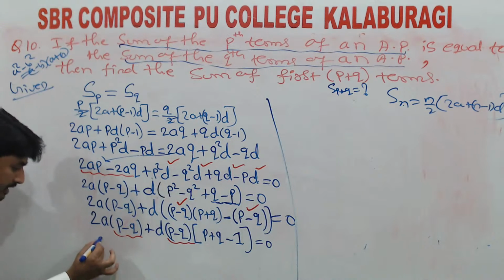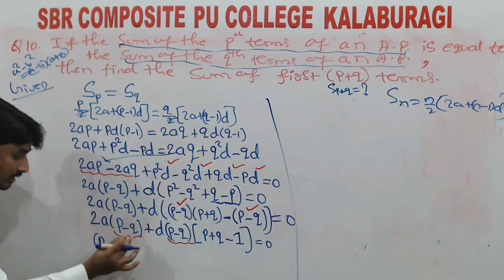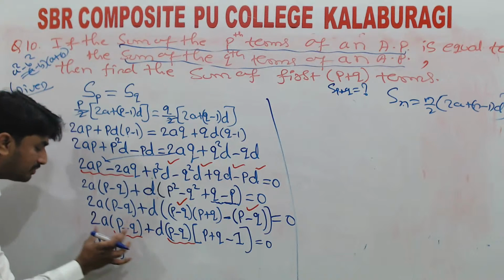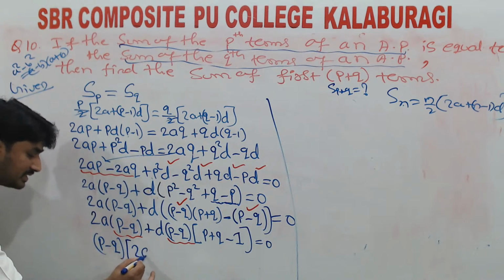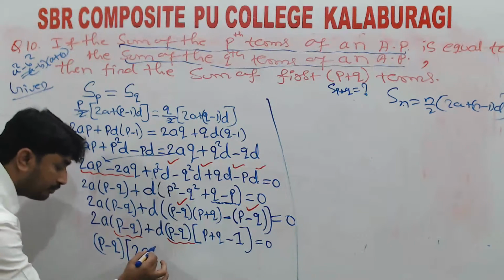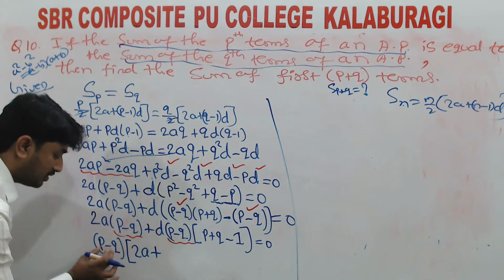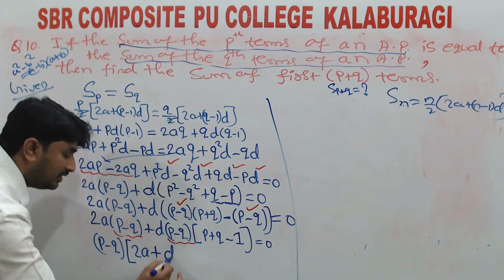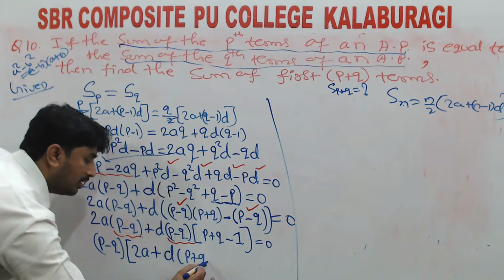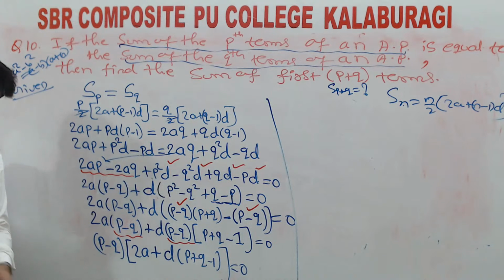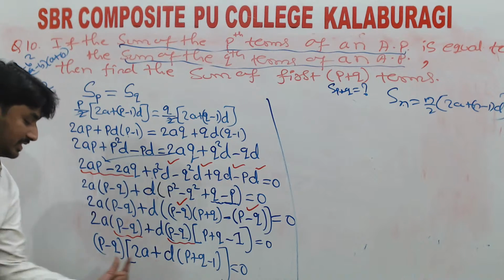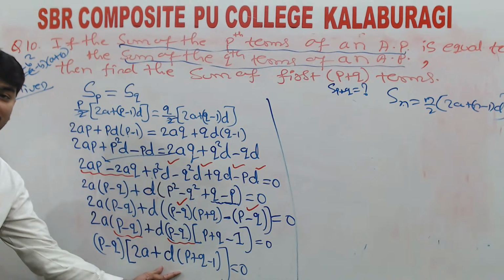Here, taking P minus Q common from these two terms, the remaining term is 2a inside the bracket, plus again P minus Q taken outside as common, D into (P plus Q minus 1) inside the bracket. Here P minus Q goes to the RHS and it becomes 0, or you can take it as A into B: either A equal to 0 means B is not equal to 0.